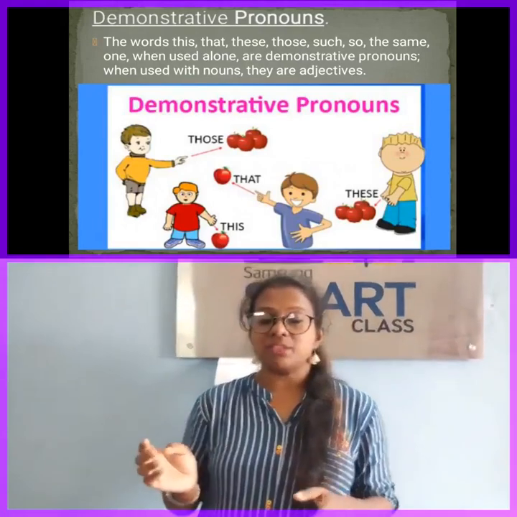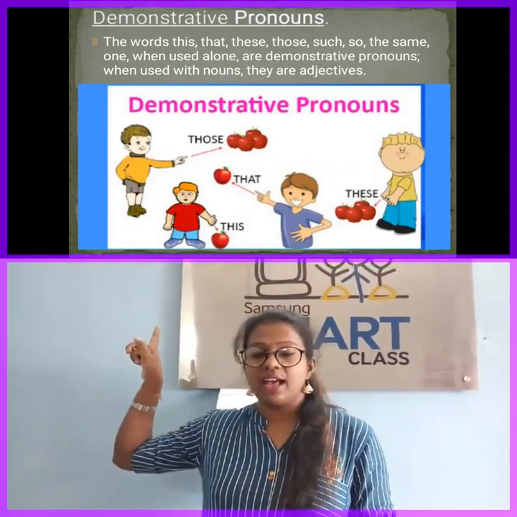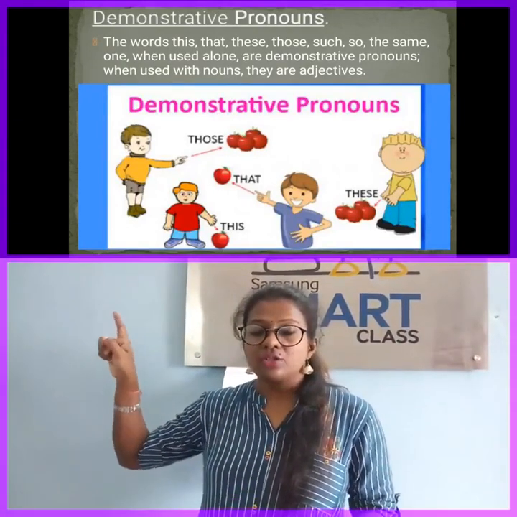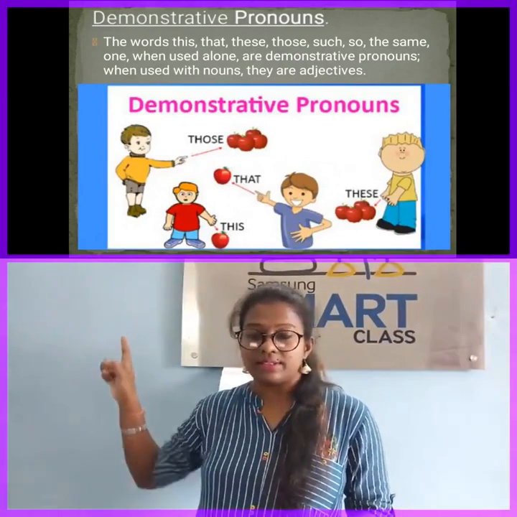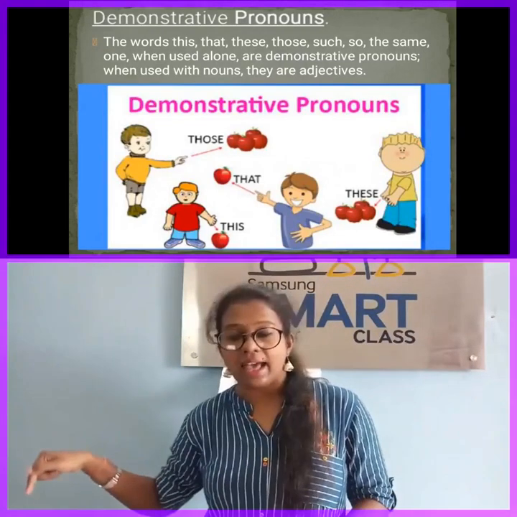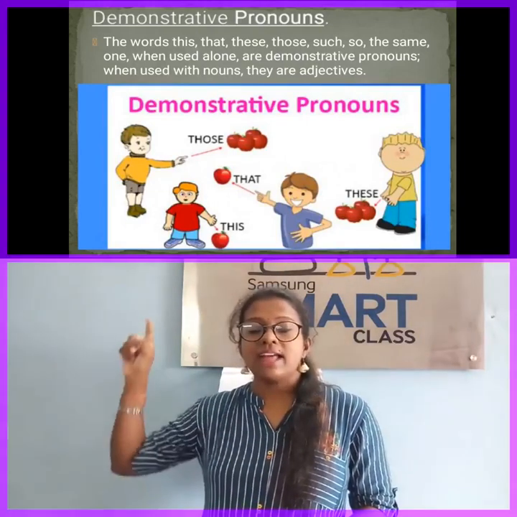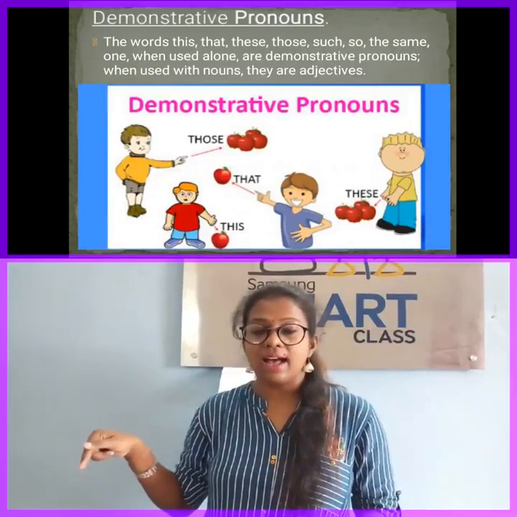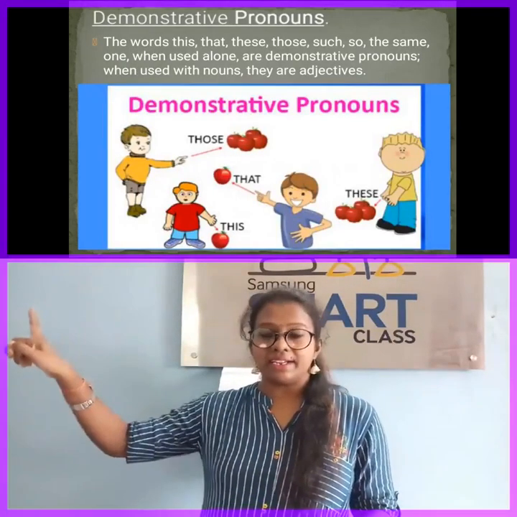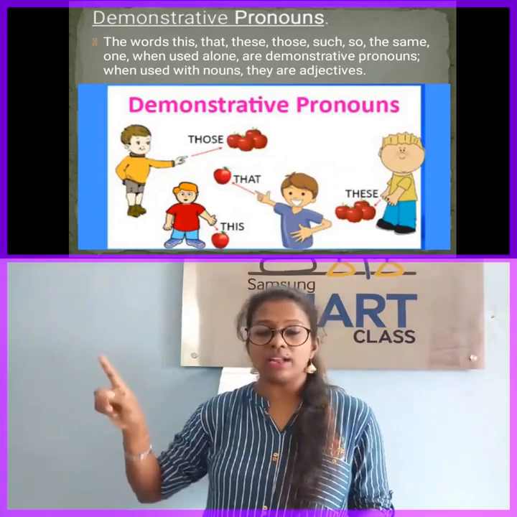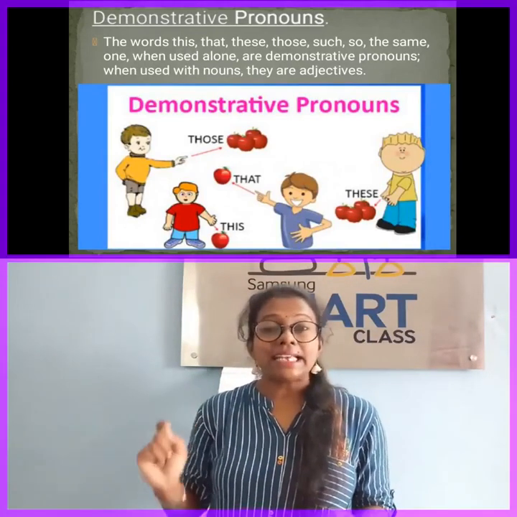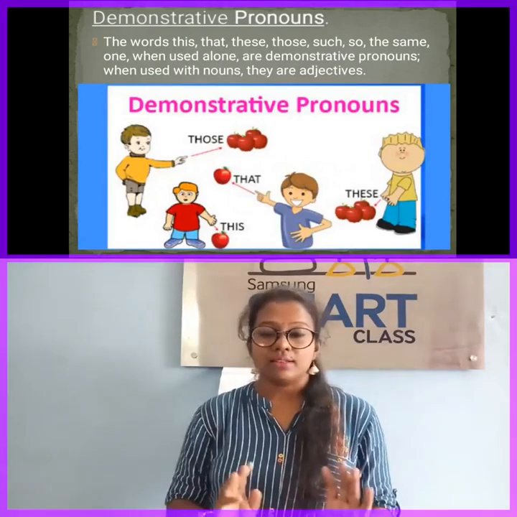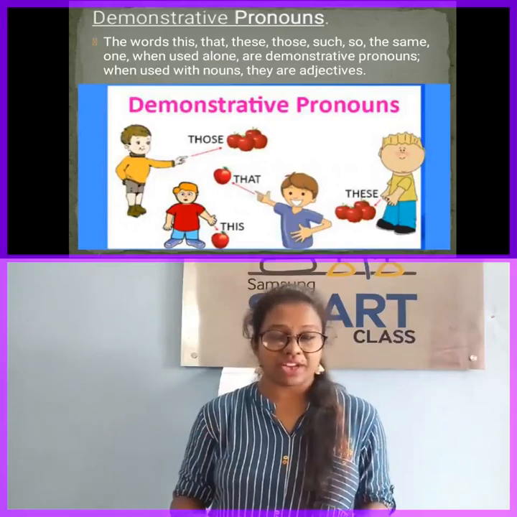So you see the demonstrative pronouns. You see the picture there, children, that there are several pictures. The first boy is showing: those are the apples. Then the second one: this is an apple. The third one: that is an apple. And the fourth one: these are the apples. So they are indicating certain things. That's why those, that, these, such, when you use these words, we call them the demonstrative pronouns.